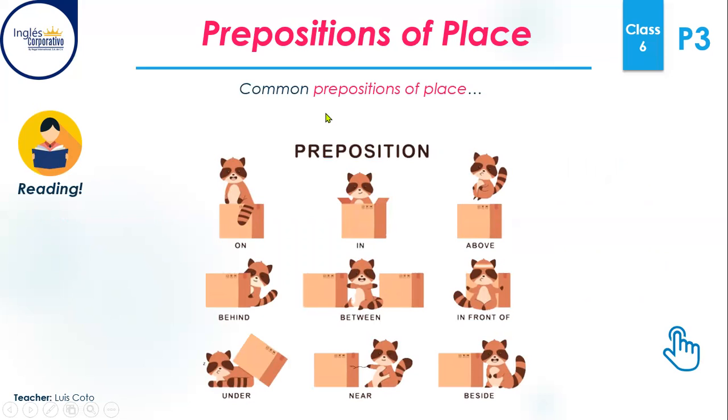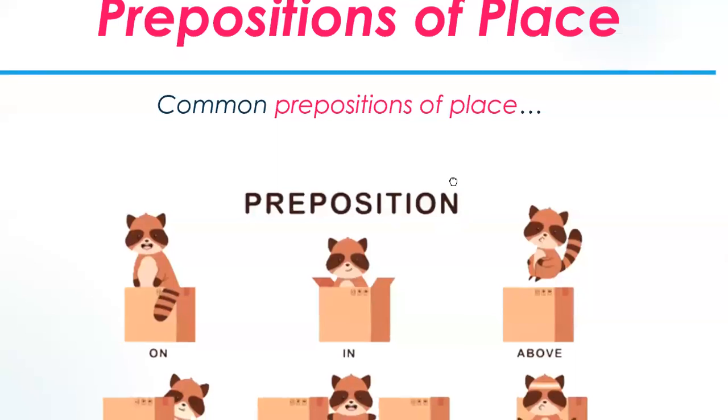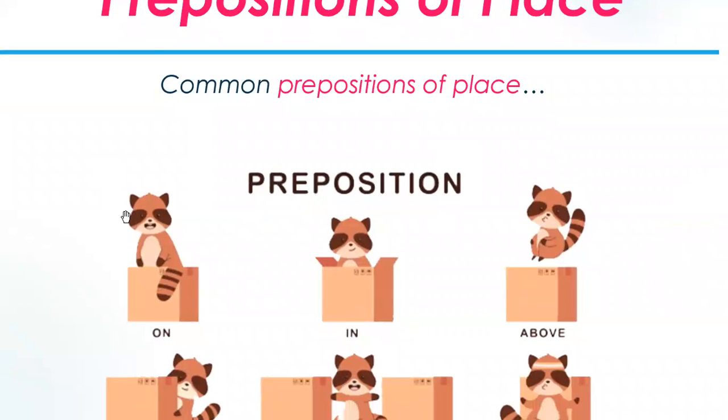This has to do with the prepositions of place. Okay. We have some common prepositions of place. Okay, good. To begin, what is the animal that you see? Do you know this animal that you see in the picture?